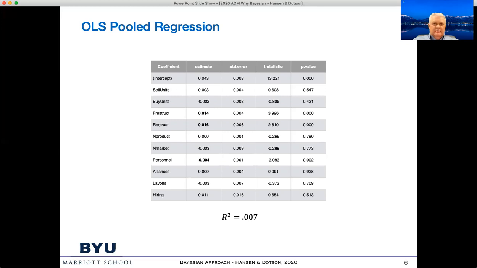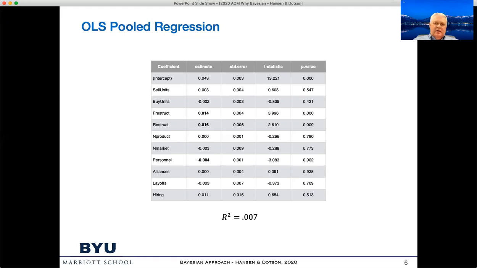And the first thing that jumps off the screen is the R squared here is very low. However, if you look at financial restructuring, organizational restructuring, so F restruct and restruct, you'll see that the p-value there is a very low p-value. We would say that those are significant. We could say the same thing about personnel. But all of the others appear to be not significant.